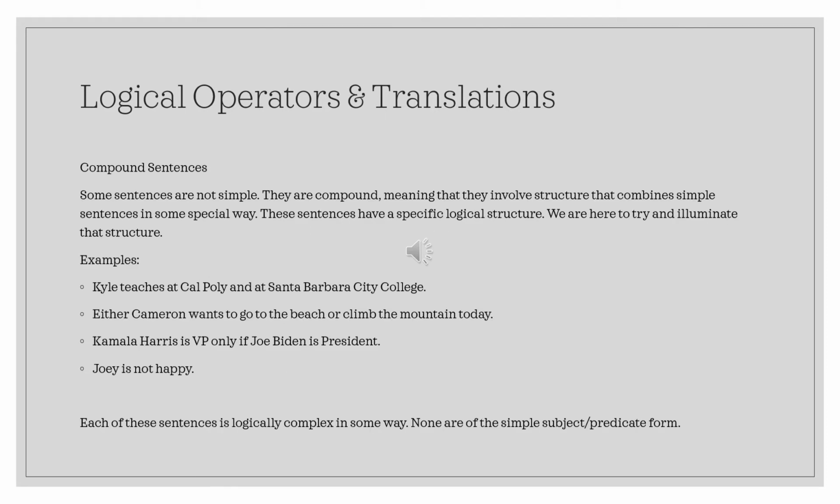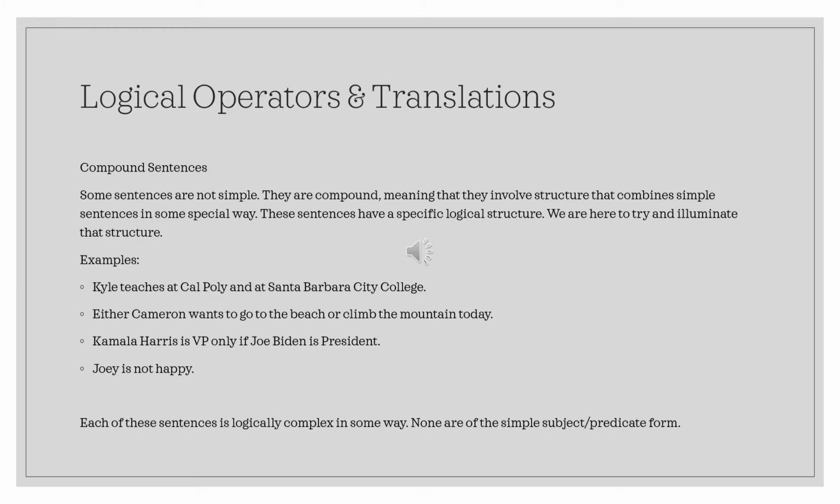Compound sentences, on the other hand, are not simple. Some sentences really ultimately aren't so simple. They are compound, meaning that they involve some kind of combinatorial structure, something that combines simple sentences in special ways. And the way that these things get combined gives these sentences a specific logical structure. In this lecture and for part of this class, we will be trying to illuminate that structure, help you to recognize different structures of different kinds of arguments and be able to see right away that certain kinds of arguments are valid or invalid.